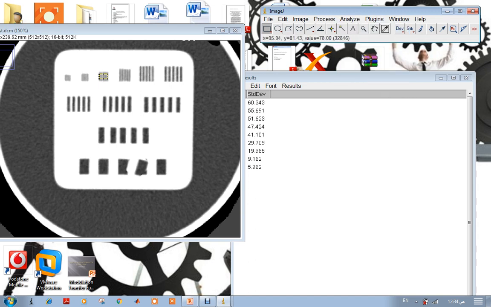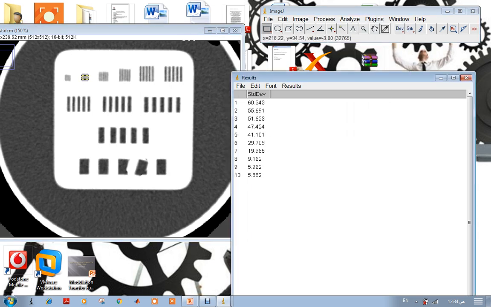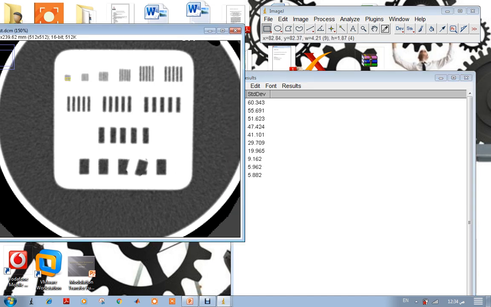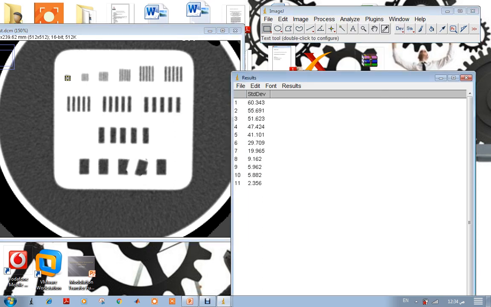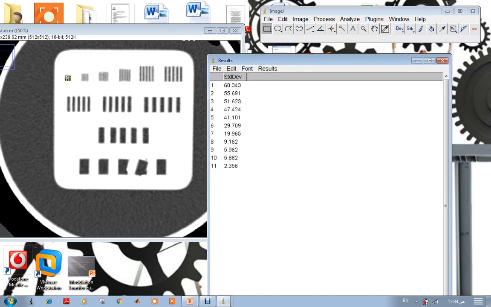Okay, for calculating MTF, you can find software in your CT machine to calculate MTF automatically. You will find an option for MTF calculation from point spread function converted to line spread function, and after that converted to MTF, modulation transfer function. Now each one, 1, 2, 3, 4, till 11, has a standard deviation value.